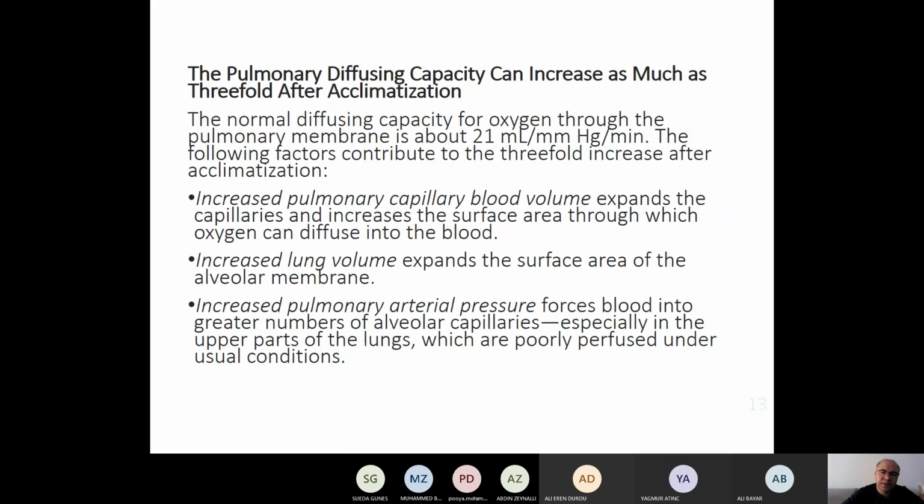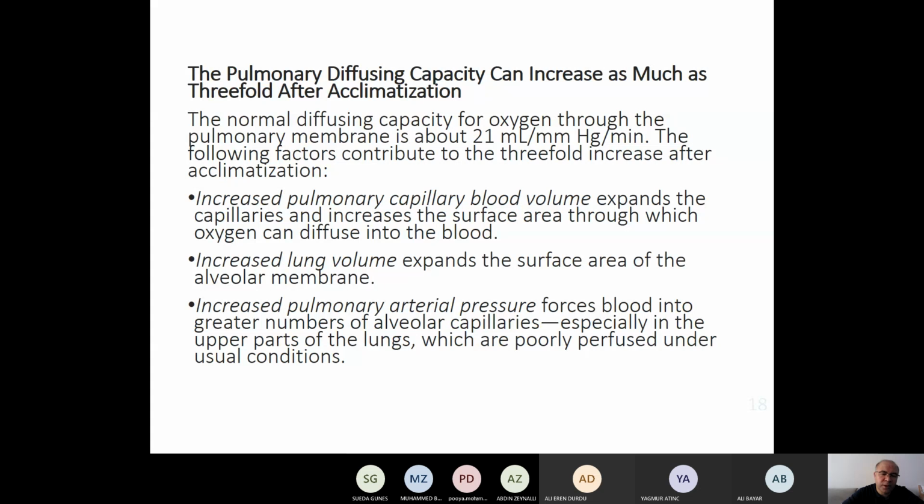So pulmonary diffusing capacity can increase as much as 3-fold after acclimatization. Normal diffusing capacity for oxygen through the pulmonary membrane is about 21 milliliters per millimeter of mercury per minute. The following factors contribute to the 3-fold increase after acclimatization: increased pulmonary capillary blood volume, which expands the capillaries and increases the surface area through which oxygen can diffuse.